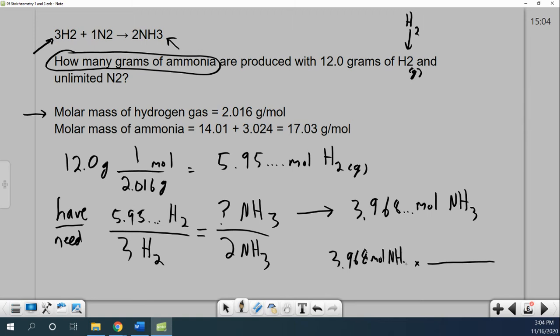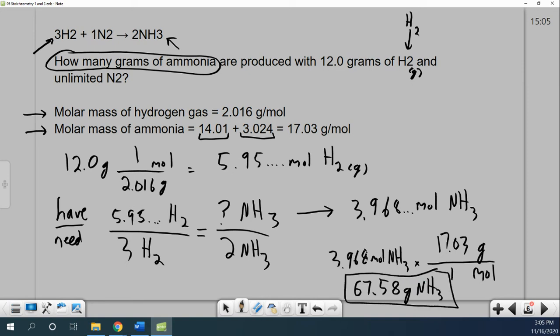Moles of ammonia. I need to get out of moles and into grams. So I would need the molar mass of ammonia, which luckily has been given to you. Otherwise, you could just calculate it, right? Look it up in your periodic table. I've got 1 nitrogen plus 3 hydrogens, that's 3 times 1.008. So I know that 17.03 grams is 1 mole. So take my number of moles times 17.03. And it turns out that I would have 67.58 grams of ammonia, rounding to 2 decimals. There's the final answer. So if I have 12 grams of hydrogen, I make almost 68 grams of ammonia.